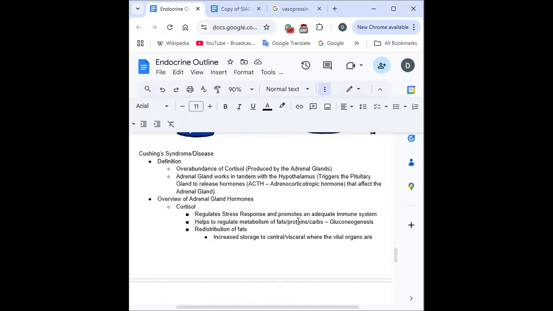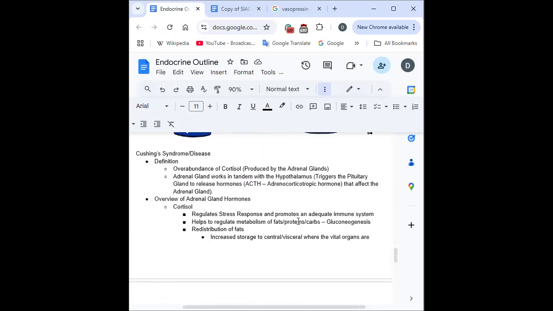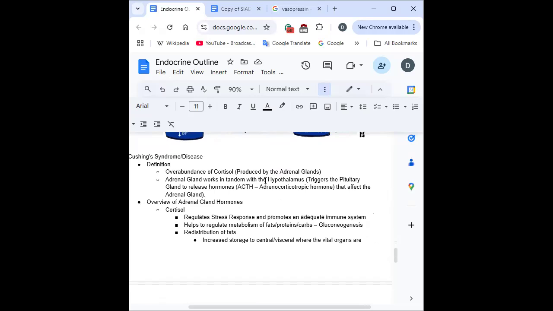All right. So next up we have Cushing's disease slash syndrome. The general definition: too much cortisol. And we know cortisol comes from the adrenal glands.